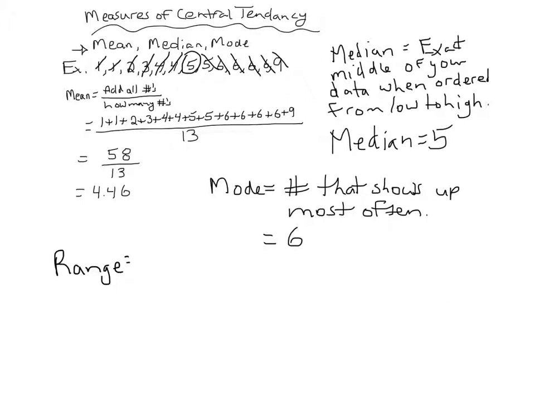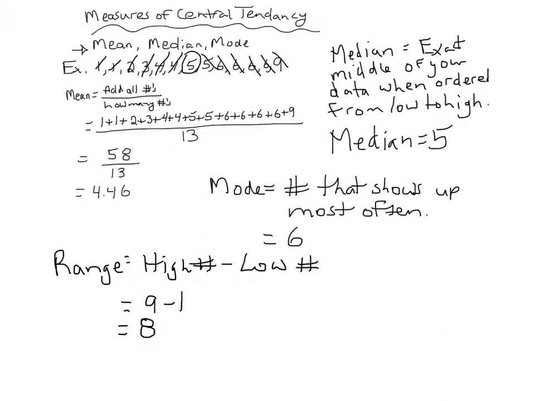We're going to do something called mean deviation. But right now, range is our best tool. So range is just high number minus low number. So for our example, it would be 9 minus 1, so it would be 8. You would say our range is 8.